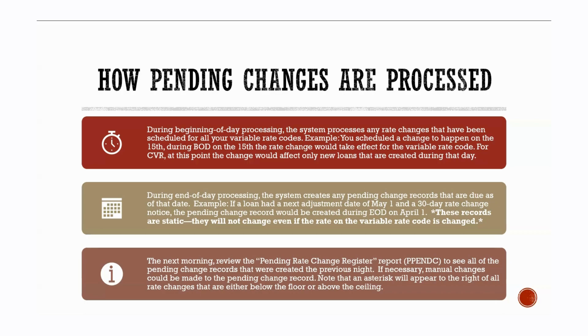Once that happens at end of day, when you come into work the next morning, there will be a report out in CU SPI, the pending rate change register. The report name is PENDC. Those are all the pending records that were created the previous evening. If necessary, you can make any manual changes to these records.